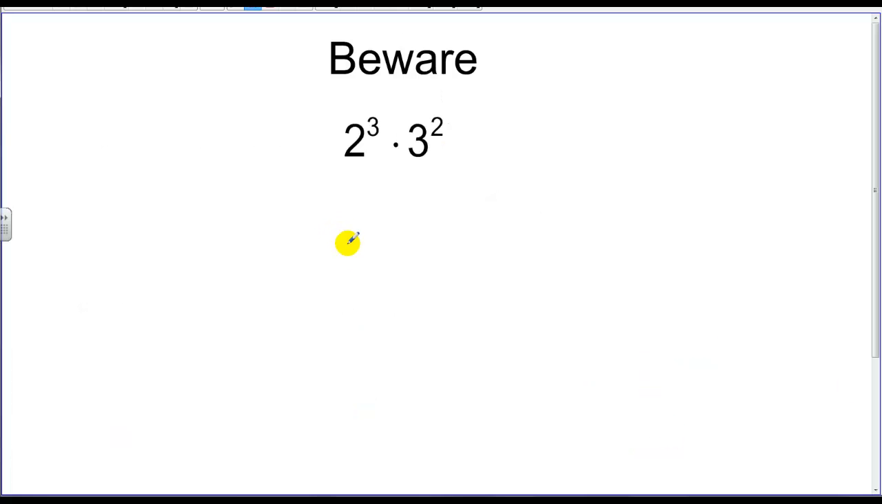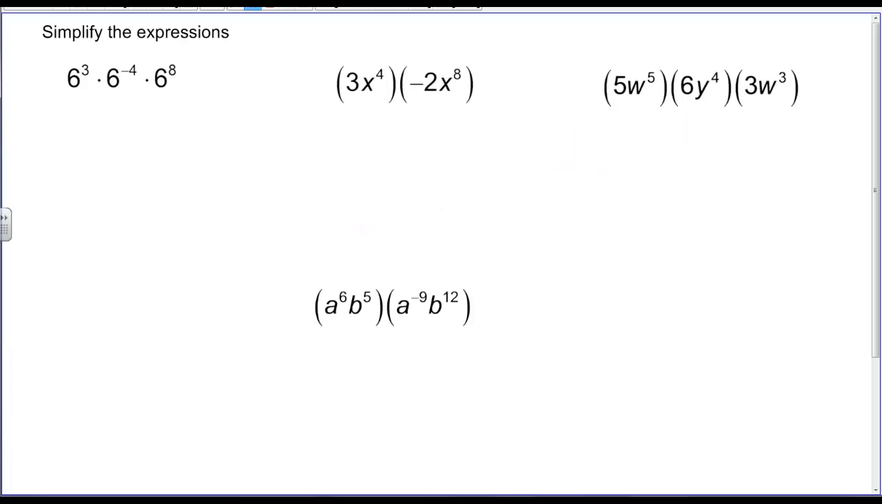Now, in this case, since I don't have the same base, these terms cannot be simplified. So this is still 2 to the 3rd times 3 squared. In other words, 8 times 9, which is 72. But there's no fancy combination of this. This is not equal to, notice, not equal to 6 to the 5th. Okay, so don't ever try to do that. You have to have the same base.